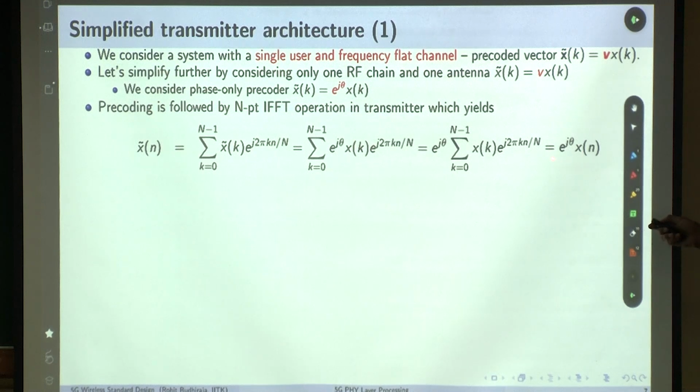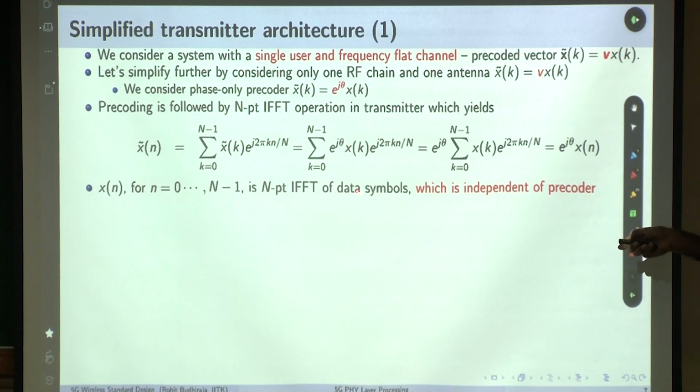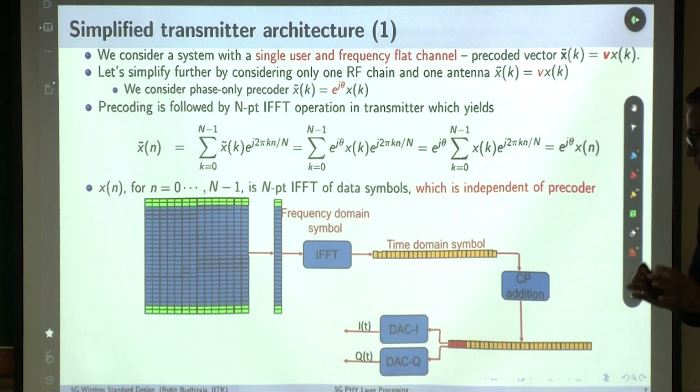How am I able to do this? Because my precoder is constant across subcarriers. And why am I able to do that? Because I am assuming a single user and line of sight system. So this is for one antenna, right? X of n is the n-point IFFT of the data symbol, which is independent of the precoder, multiplied by e raised to power j theta. Now what will it enable me to do?